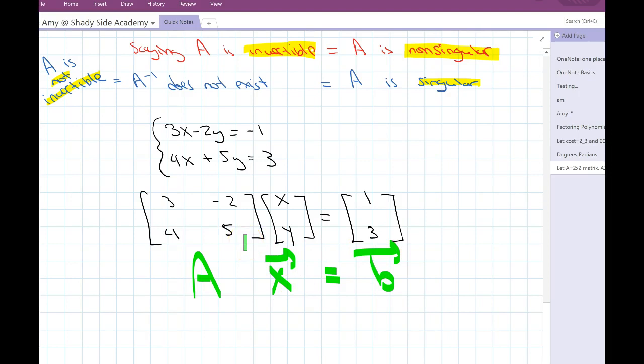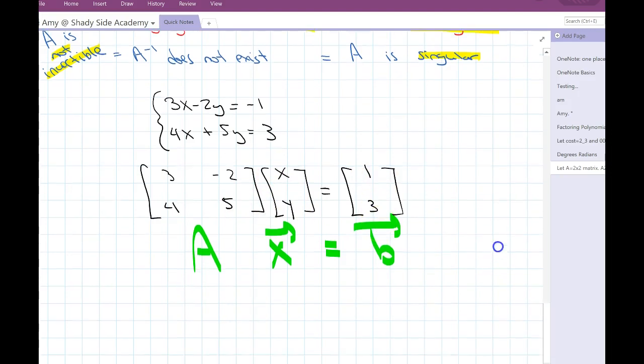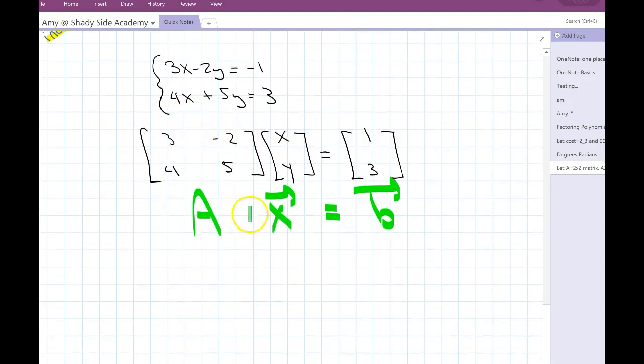The point being, you'll see AX equals B is often referred to as generating a matrix equation where A is the coefficient matrix, X is the variable matrix, and B is the constant matrix. Okay? All right, what I want you to do right now is, would you please go ahead and find the inverse of A?